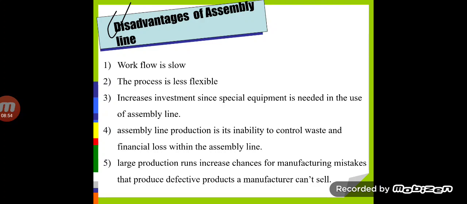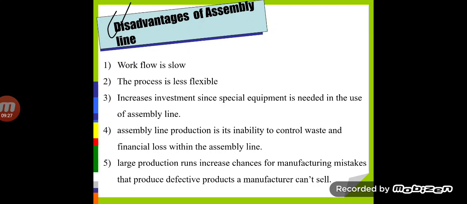Second one is the process is less flexible. Yes, the process is less flexible because we have to do the work with the help of automated machineries, and automated machineries cannot be moved or changed, so they are not flexible. Wherever we fix them, they will stay for a longer period of time. So we cannot change the production system very easily, it will take time to change, so the process is less flexible.